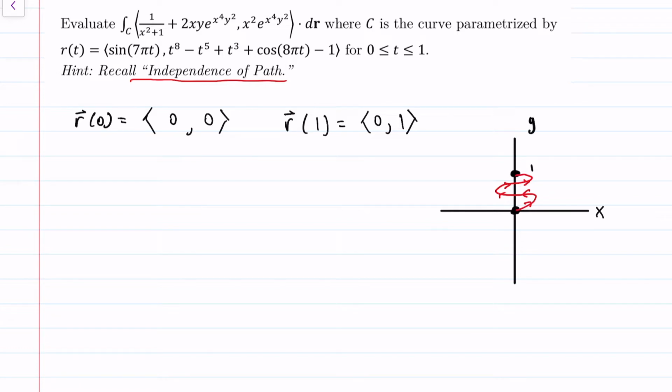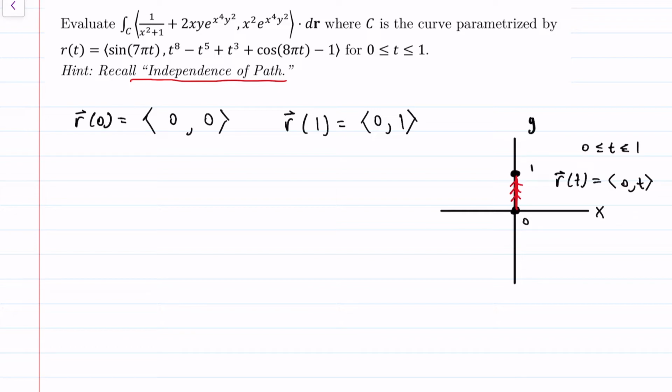Now, what other path could we use instead of the one that we're given that goes from 0, 0 to 0, 1? It would just be this straight line. Let me draw that here. So the straight line going from 0, 0 to 0, 1 in that direction is parameterized by what? Every point on this line is of the form 0, comma something. So we could parameterize this by a new vector function. Let me write r of t, a new r of t now, which is 0, comma t. Notice t here still goes from 0 to 1.